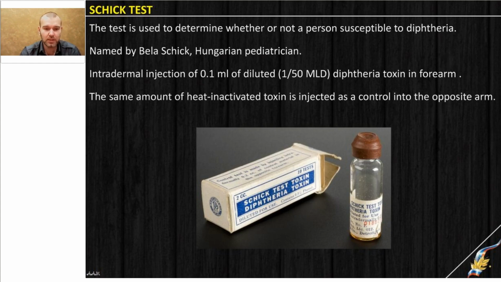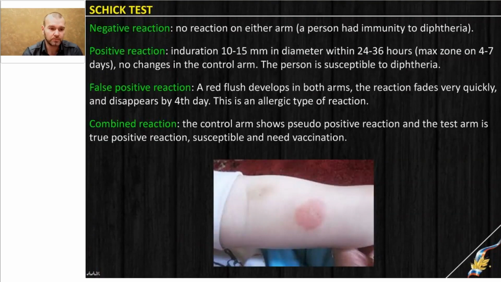The test is performed intradermally. You need to perform it in both forearms. In one arm, an injection of diluted diphtheria toxin is performed, and the same amount of heat-inactivated toxin is injected as a control in the opposite arm. The main idea is to identify if immunity is present or not, but it is possible to have false results because of hypersensitivity to foreign proteins. Some people have an allergic reaction not because immunity is working, but because it is simple non-specific hypersensitivity. So the same toxin is injected as a control for protein allergy.